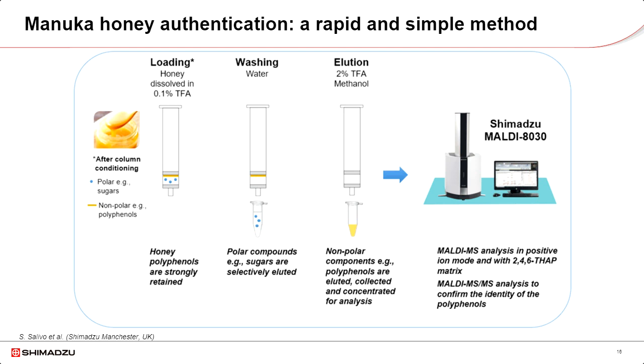The removal step of the sugars is very important, as these are generally the most abundant components of honey and therefore would mask the minor marker components. The polyphenolic extracts were analyzed with the MALDI 8030 in positive ion mode and THAP matrix. The identity of the polyphenols was confirmed by MS/MS.